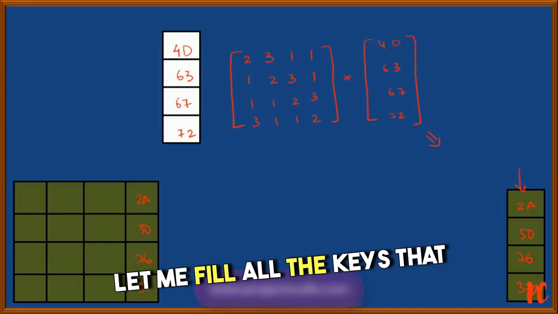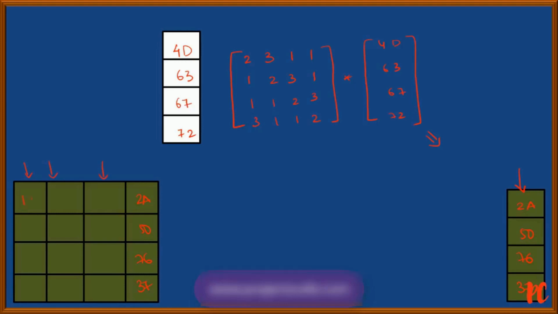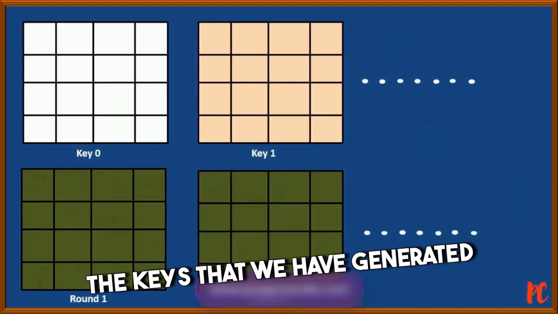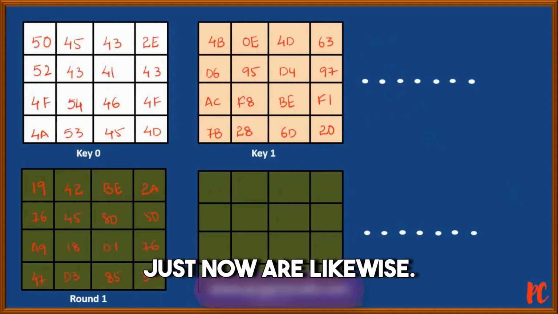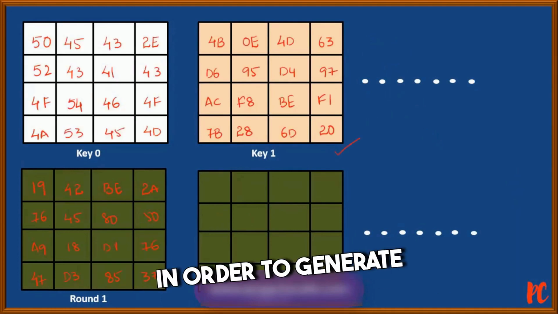Let me fill in all the values that we have just generated by performing the matrix multiplication: 19, 76, A9, 47, 42, 45, 18, D3, BE, 80, D1, 85. So finally this is my mixed column output, and these are the keys we have generated just now. Likewise, we need to compute with respect to each key and each round in order to generate the ciphertext.